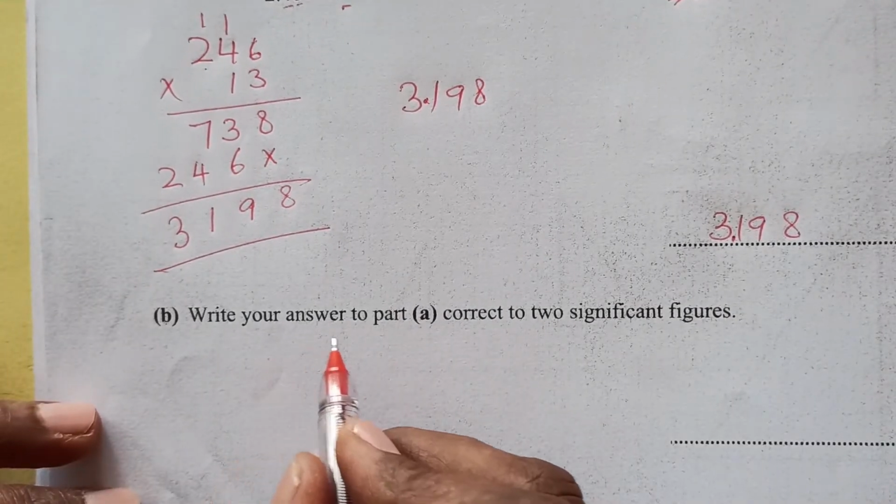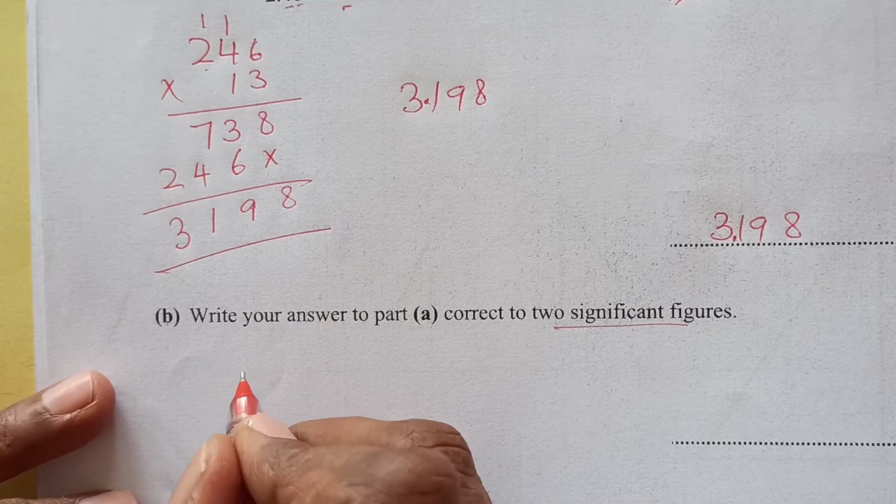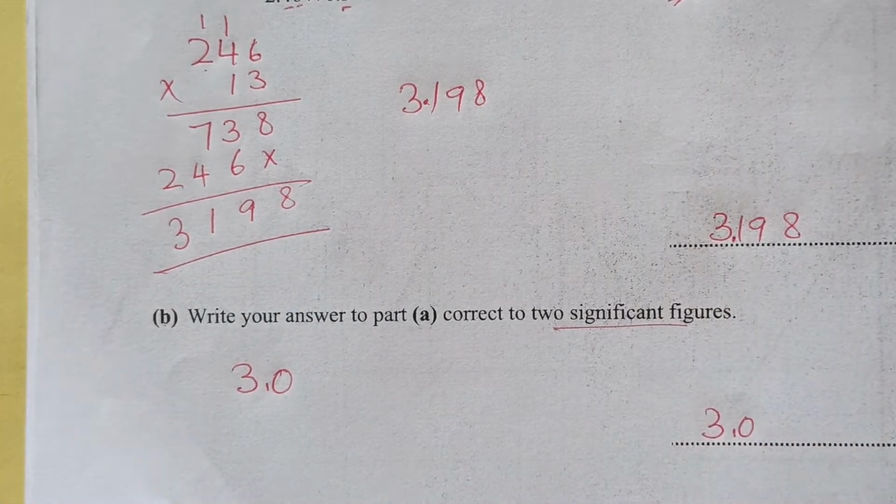Write your answer correct to 2 significant figures. 2 significant figures, we are going to write it down as 3.0.